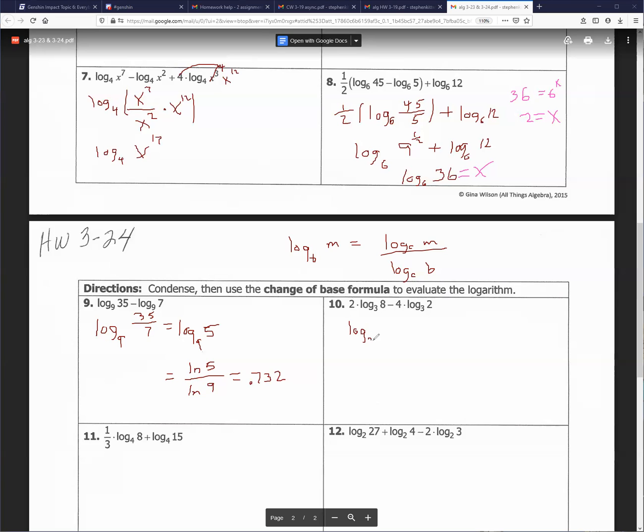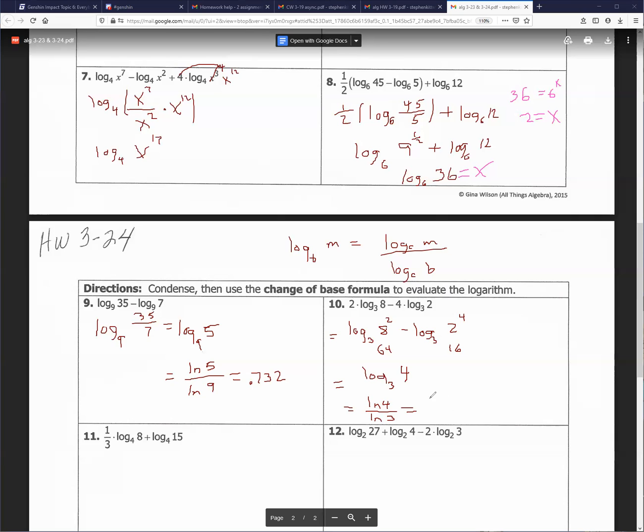So log base 3 of 8 squared minus log base 3 of 2 to the 4th. So this is 64 and this is 16. So log base 3 of 64 divided by 16 is 4. All right, so this is equal to whatever log we want of 4 divided by whatever log we want of 3. And if you're confused about the ln thing, I'll do the next question without it.